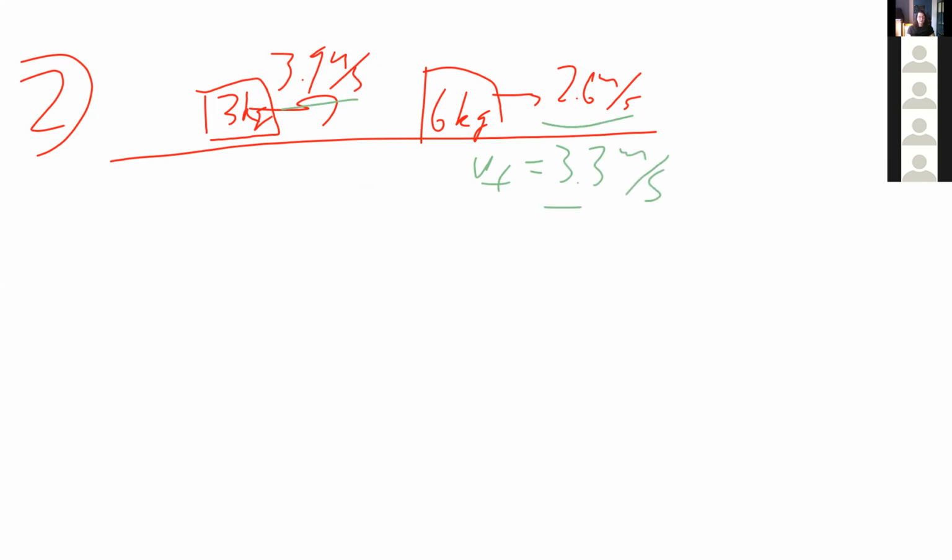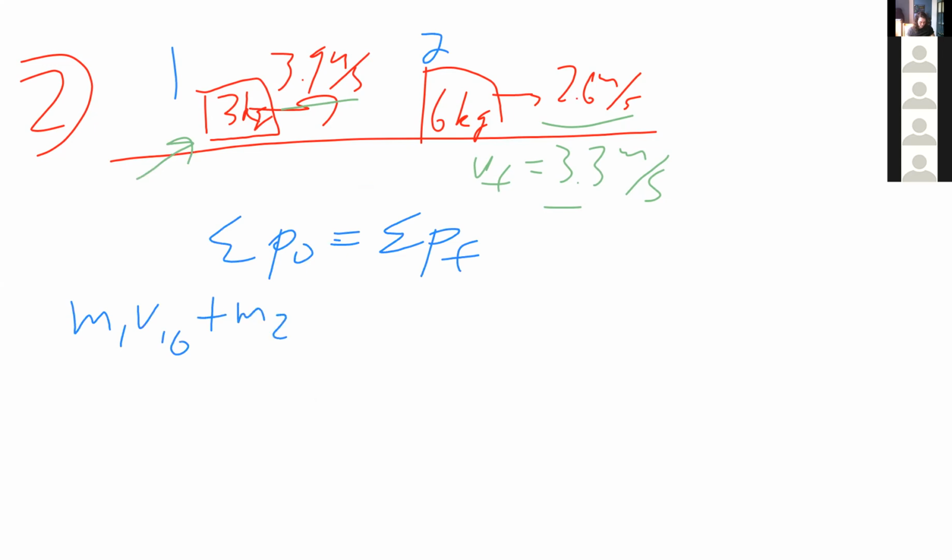And we are asked about, first of all, the velocity of the first block, and then we're asked about the change in the kinetic energy. So in order to find the velocity, we know our momentums have to be conserved. So sum up your momentum initial, and that'll be equal to the sum of your momentums final. Go ahead and call these block 1 and block 2. We have m1 v1 initial plus m2 v2 initial has to be equal to m1 v1 final plus m2 v2 final.